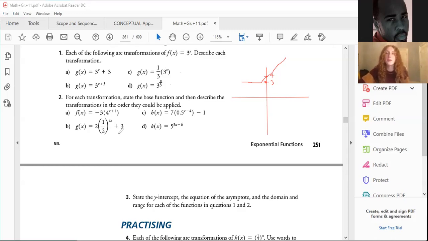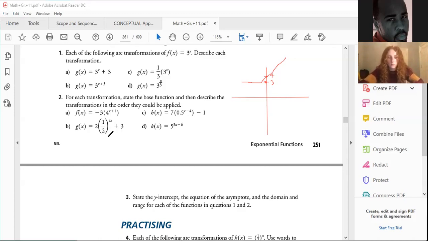B of 2. My asymptote is going to be y equals 3. My domain is going to be any real number, and my range is going to be anything above 3. Your domain, you said it's gonna be what? Any real number. Are you sure? Just asking. Yes. And my range is going to be anything above 3.